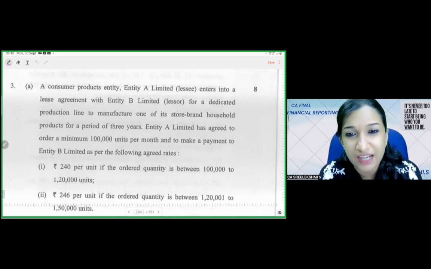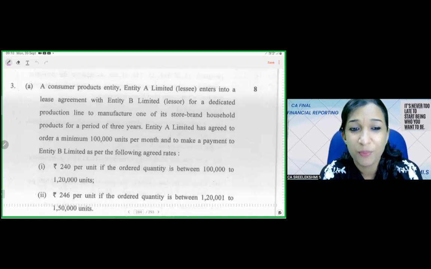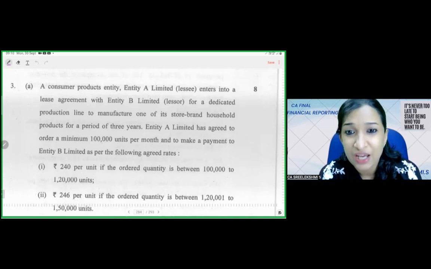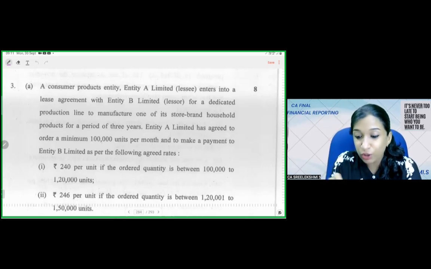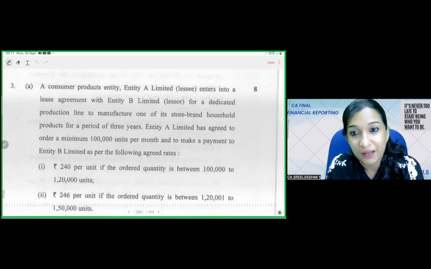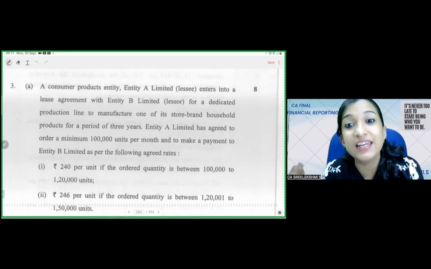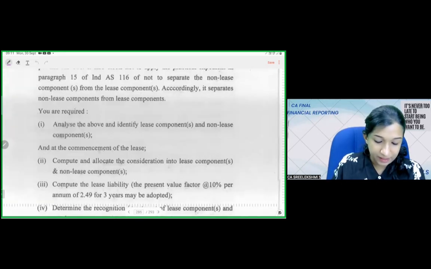From the first paragraph, they are trying to say that the production line is an identified asset. Yes or no? The production line is an identified asset. The entire economic benefit from the asset is received by the lessee. The lessor operates the asset, but operates it on behalf of the lessee only. So finally, we should write these 4 points and conclude this is not a purchase contract, this is a lease contract. Then what is given?